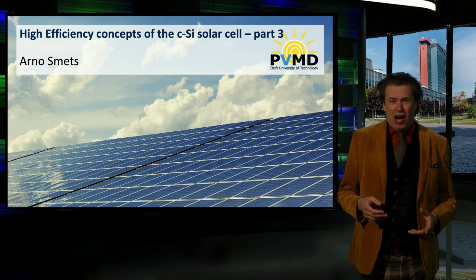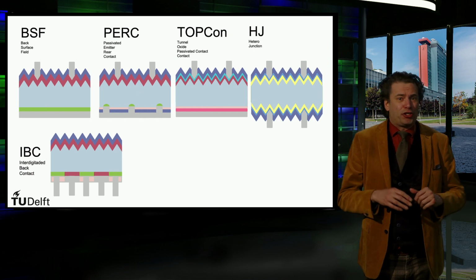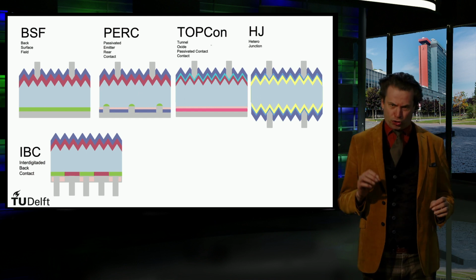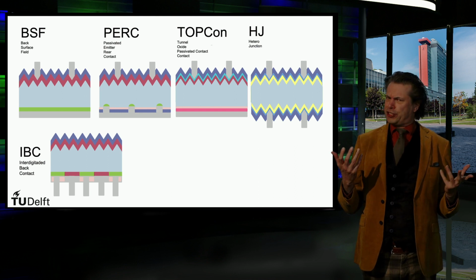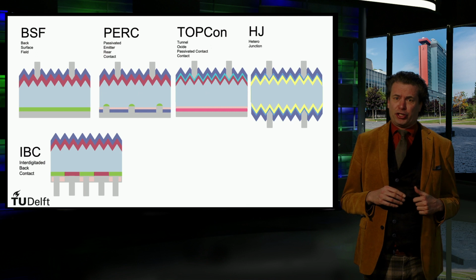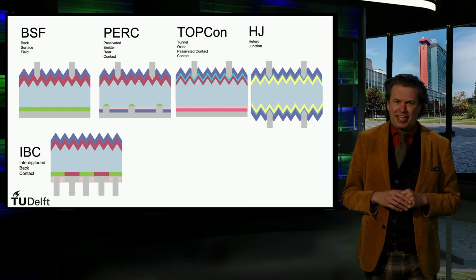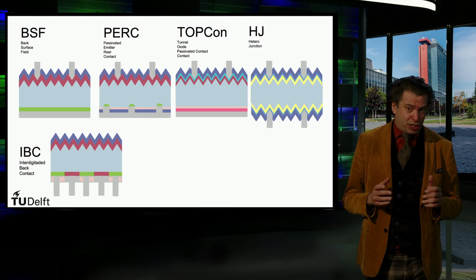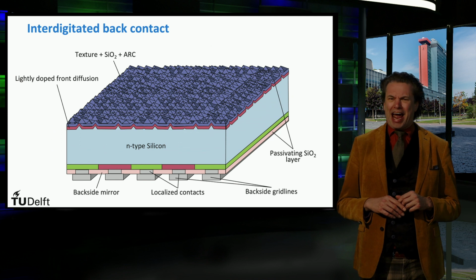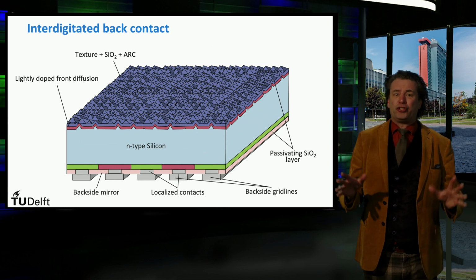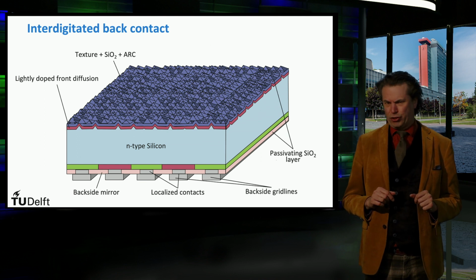Welcome back. After discussing the back surface field, the PERC, the TOPCon and the heterojunction solar cells, we will discuss some interesting contact architectures. The first interesting cell concept, which is commercialized by SunPower, is the interdigitated back contacts (IBC) solar cell. The principle of the interdigitated back contact concept is that it does not suffer from shading loss of a front metal contact grid.